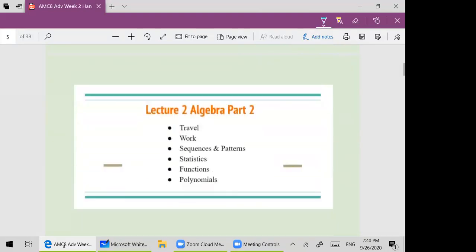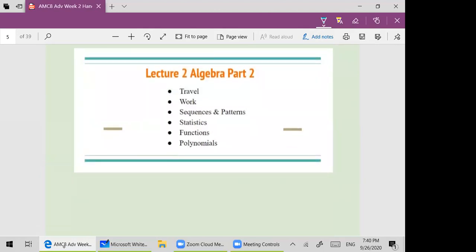Okay, so we'll be moving on to the second lecture on algebra. We're going to cover travel, work, sequences and patterns, statistics, functions, and polynomials.